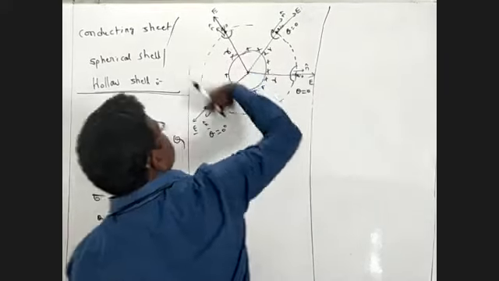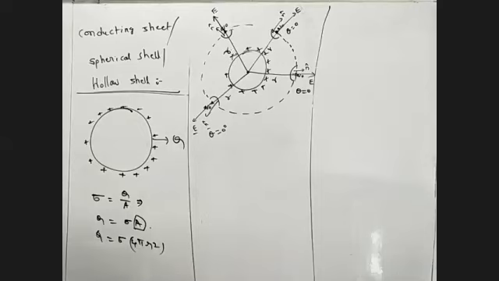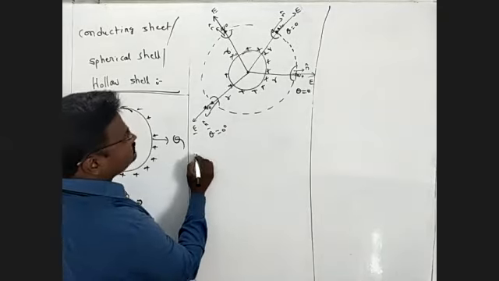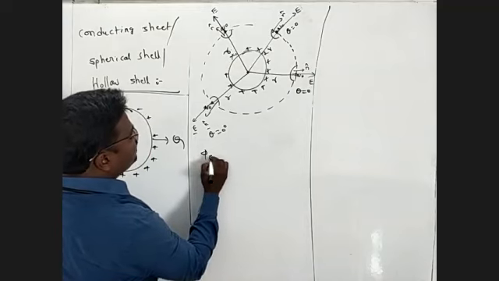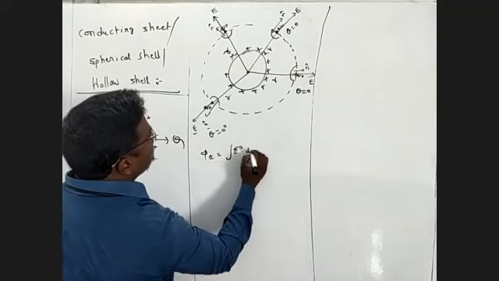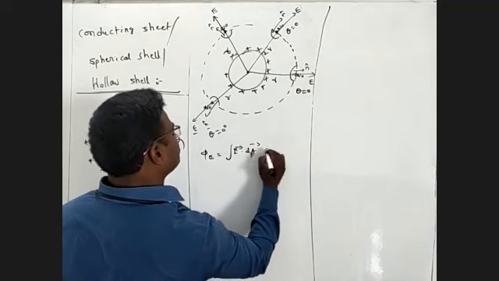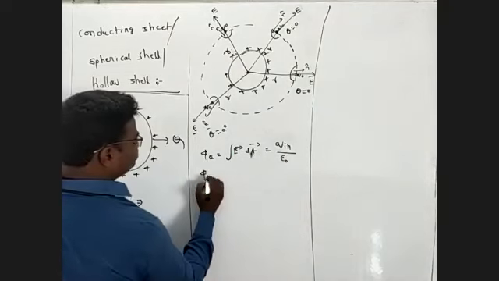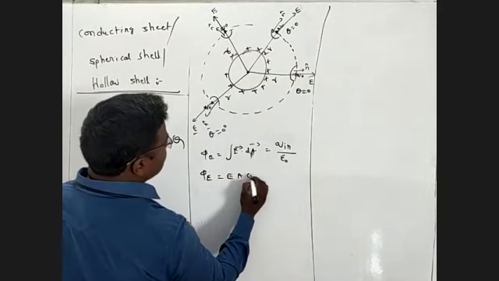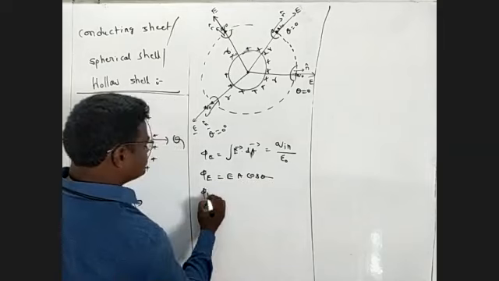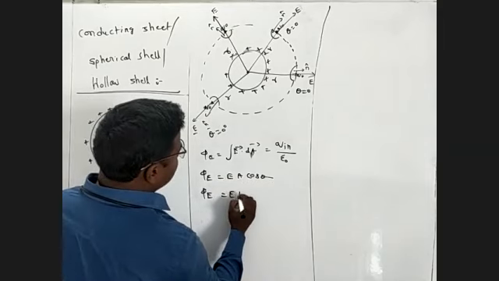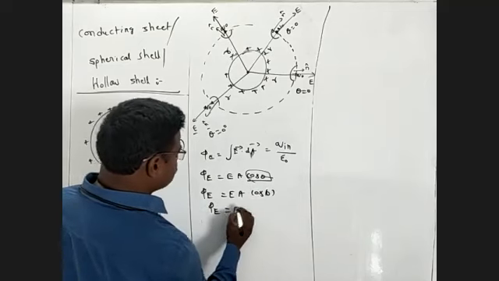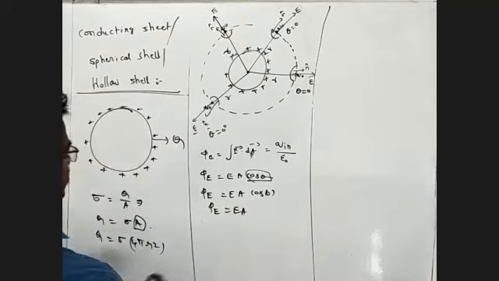I constructed the Gaussian surface around the sphere. Next, the second point: calculate the electric flux. Electric flux is equal to the integral of E vector dot dA vector, which you can take as Q enclosed by epsilon. This is EA cos theta. So flux is equal to EA cos 0. Cos 0 is 1, so electric flux is equal to EA.